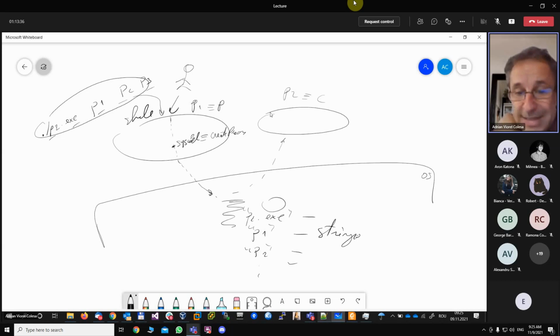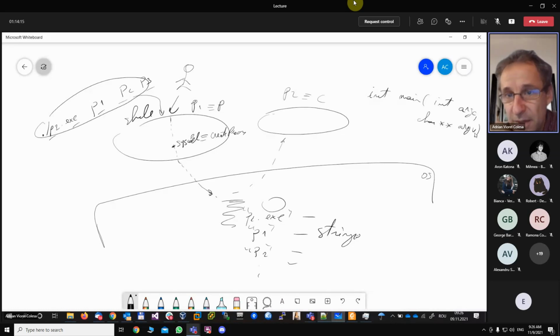And now let's see how this new process, P2, could access those parameters. If we write such a program in C, maybe you remember that in order to access the command line parameters, they are given to the program as parameters of the main function. The main function has a signature like that: an integer parameter, usually called argc, argument counter, and an array of strings, usually named argv, argument vector.